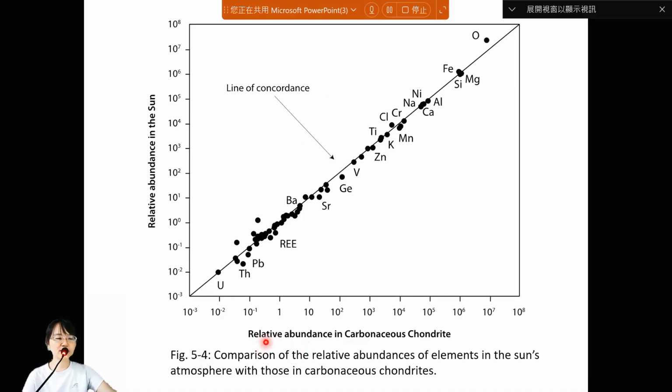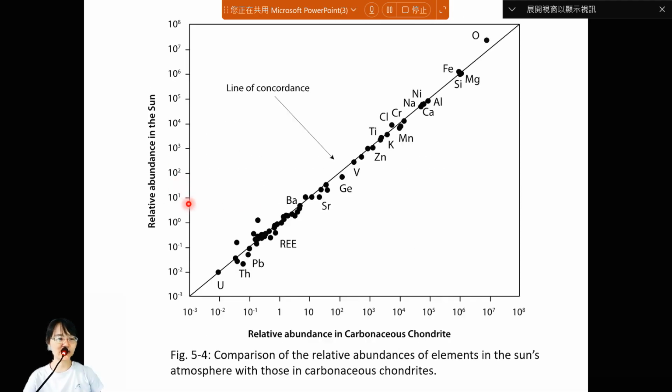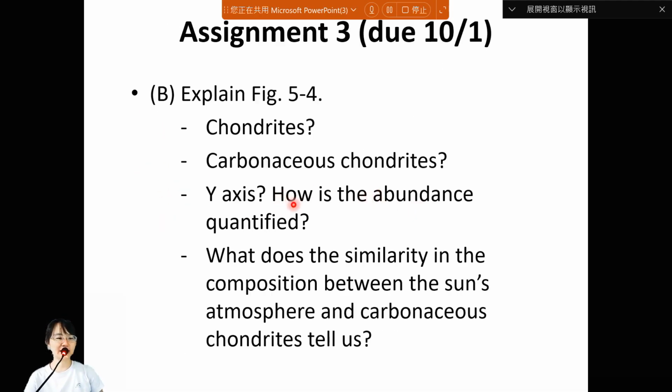Here, this is the relative abundance in carbonaceous chondrite. And here, it is relative abundance in the sun. Here you see these are apparently the abundance of these elements in this material and this material. And the solid line here is 1-to-1. So you see they agree with each other very well. Why? What is the y-axis? Do not just answer this. You have to explain how is the abundance quantified.